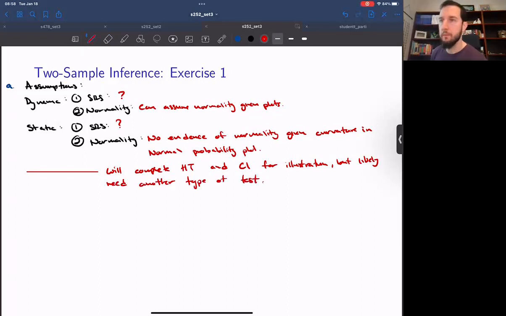Okay. So we'll complete the hypothesis test and confidence interval for illustration, but we likely need another type of test. And we're going to learn about another type of test that we can use in this situation later in the course. So we'll come back to this example later on and say, okay, do you remember this situation that we ran into? Well, here's another way that we could handle this.